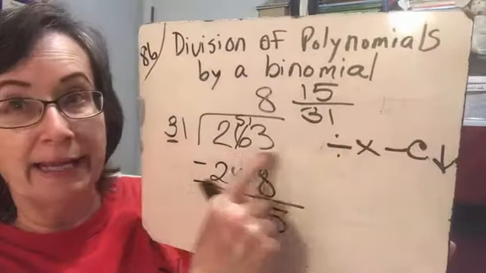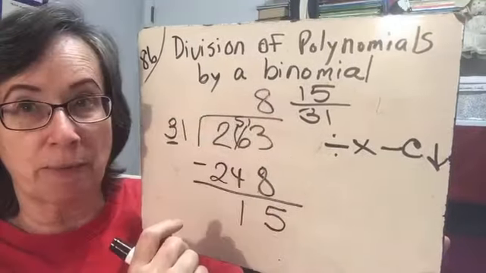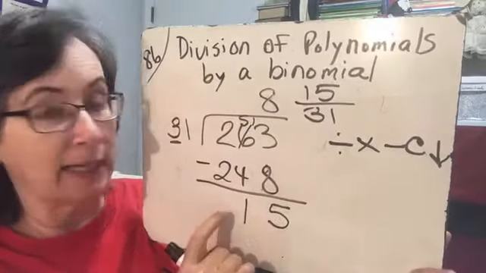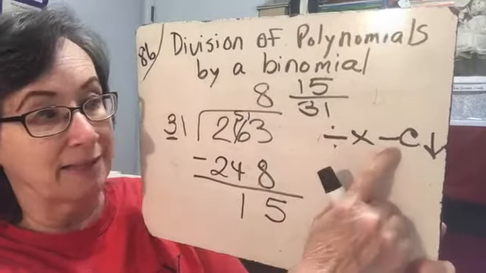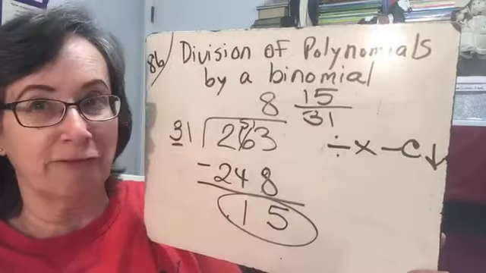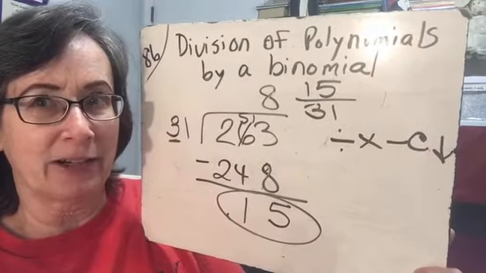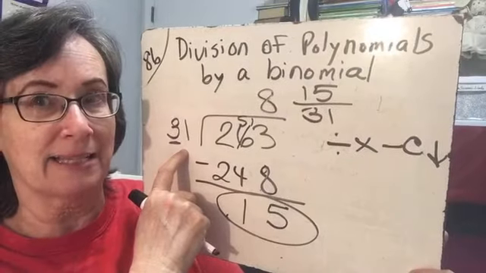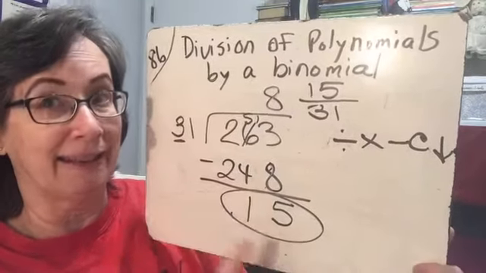So we divide first, put an answer up there, then we take that answer and multiply it so that we can subtract. And then we always compare. Now this is often done kind of automatically in our head, but it's important to look at it. 15 is less than 31. And that's the way it's supposed to be.